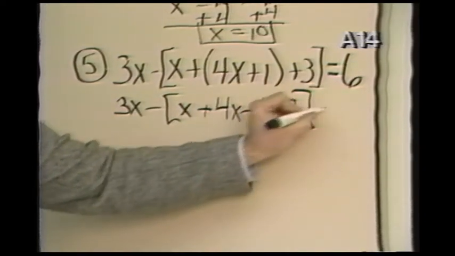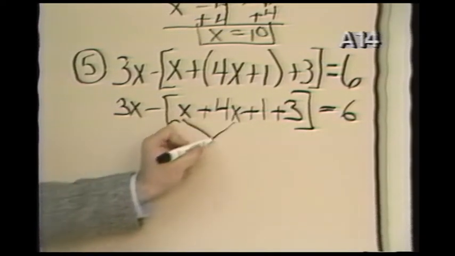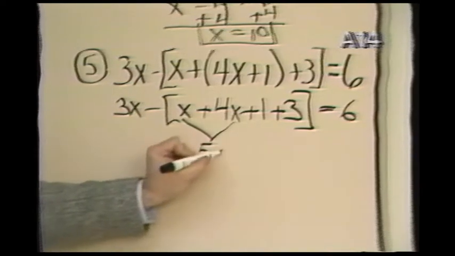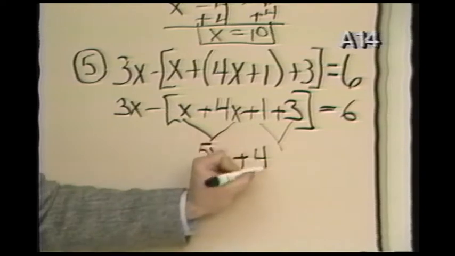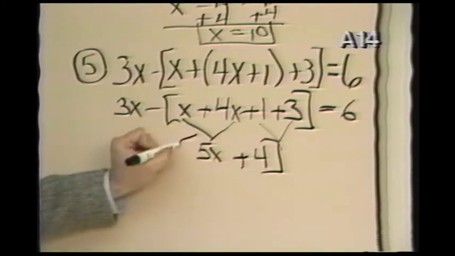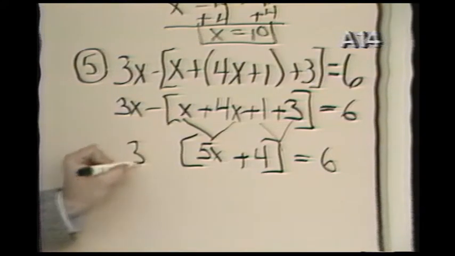The square parentheses is what we're going to deal with next. Let's combine the like terms in here. X and 4x is 5x. 1 and 3 is 4. So we're going to have a 5x plus 4 inside the square parentheses. That's going to equal 6.